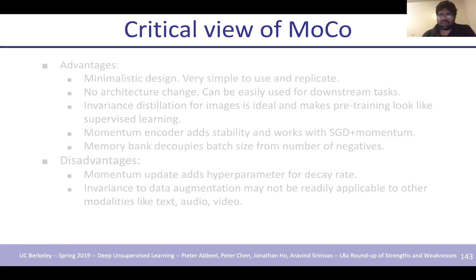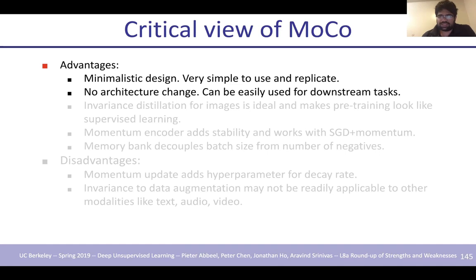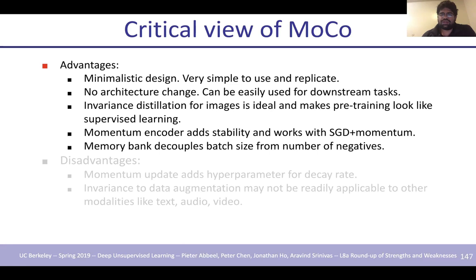So here's the summary of MoCo. One of the main advantages of MoCo is that it is very minimal, so it's very easy to use and replicate, and it has no architectural change, so it can be easily applied for a downstream task. There is no notion of a patch, and it's distilling invariances for images using data augmentations. So the pre-training procedure looks very much like supervised learning, and therefore it can get comparable or even better results. The momentum encoder and memory bank mechanism adds a lot of stability to the training and decouples the batch size from the number of negatives. And therefore, this lets you train with way fewer GPUs than what's needed for CPC or other methods.